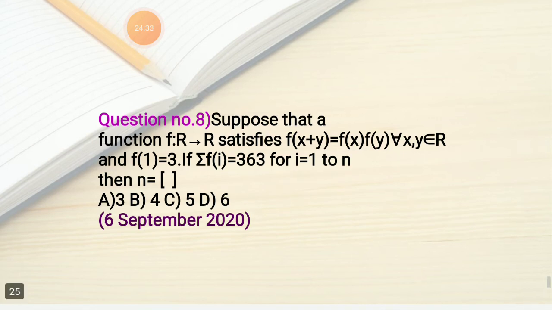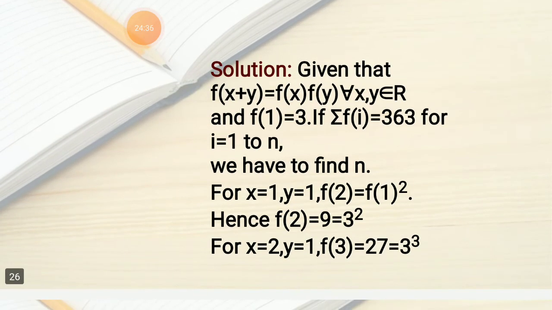This is somewhat easy question. Solution: given that f of x plus y equal to f of x into f of y for all x, y belongs to R, and f of 1 equal to 3. If sigma f of i equal to 363 for i equal to 1 to n, we have to find n. Again we substitute x equal to 1, y equal to 1. F of 2 is f1 square. Hence f of 2 is equal to f1 square, means 3 square or 9.